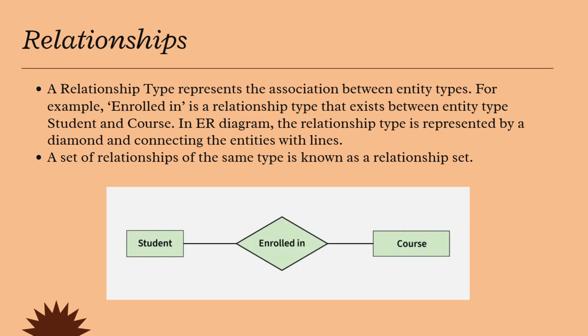The third concept is relationships. A relationship type represents the association between entity types. For example, enrolled in is a relationship between a student and a course. Another example is teaches, between a student and a teacher. A set of relationships of the same type is known as a relationship set, meaning a group of relationships is known as a relationship set.